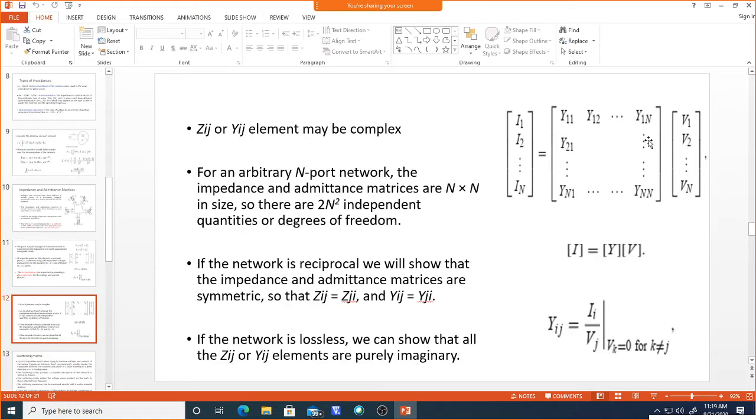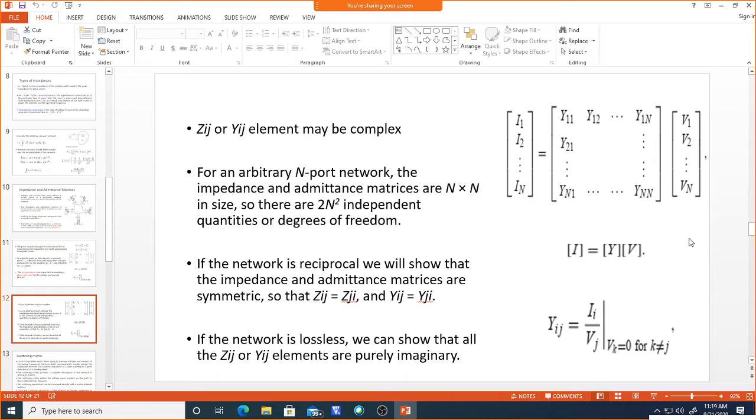So now you can define in terms of admittance also. The equation will be reversed, that is, current will be on the input side and voltage will be on the output side, and this is your admittance matrix. You can define it in a similar way as for impedance values, you can similarly define the admittance also.